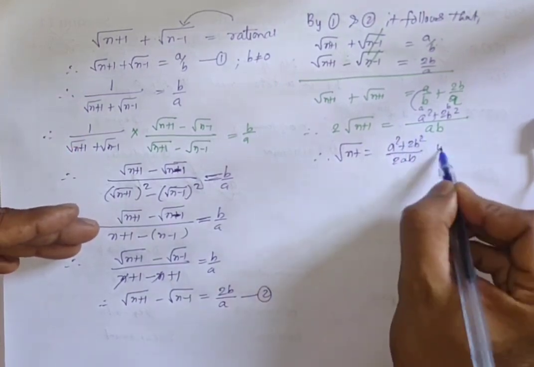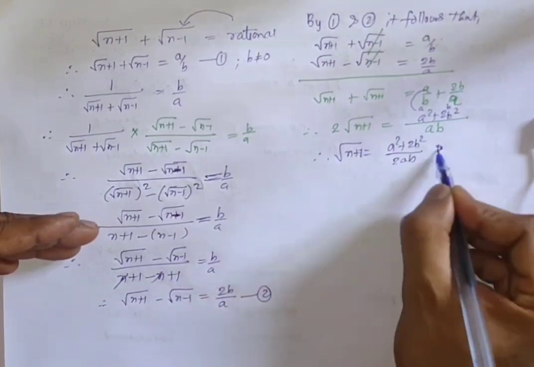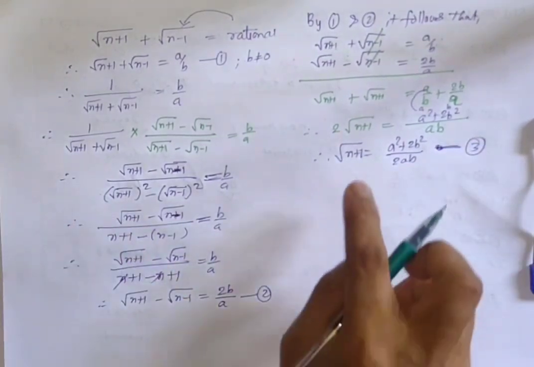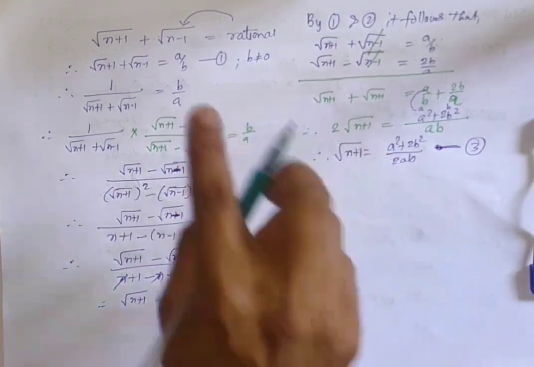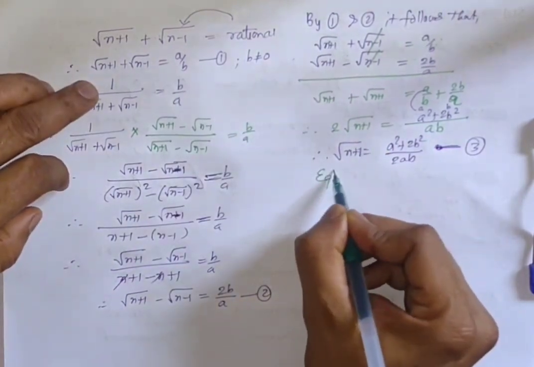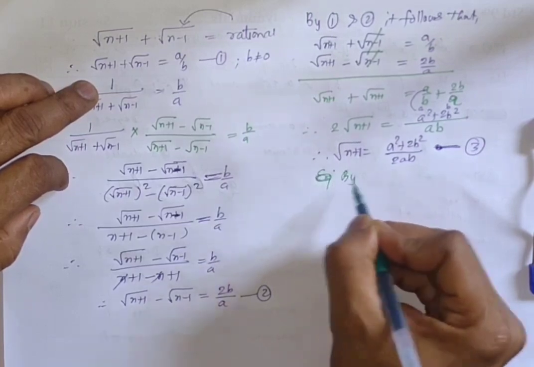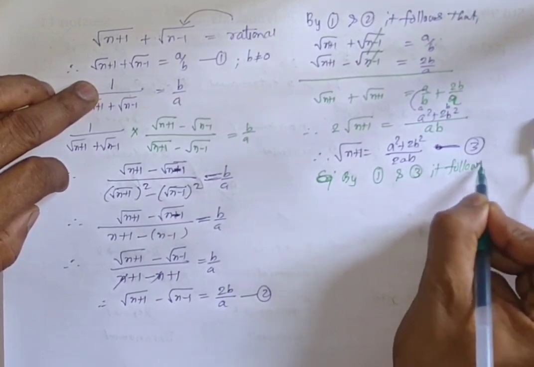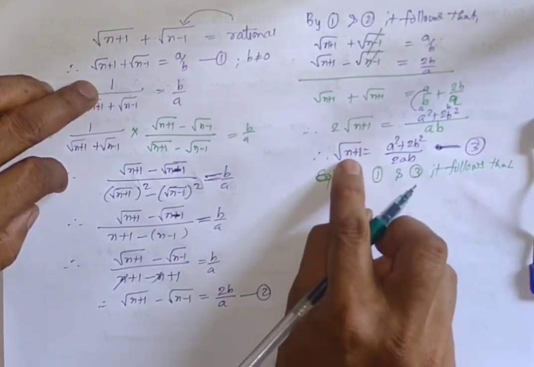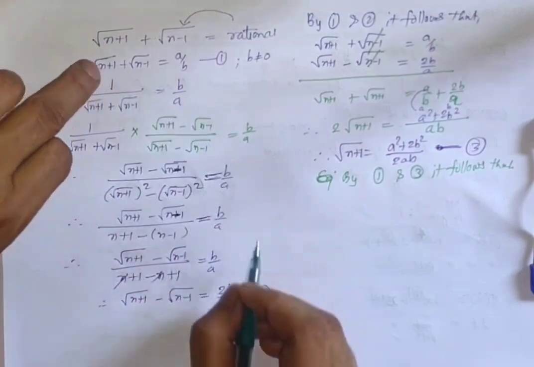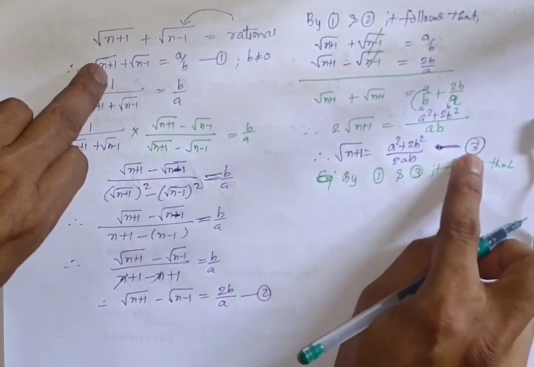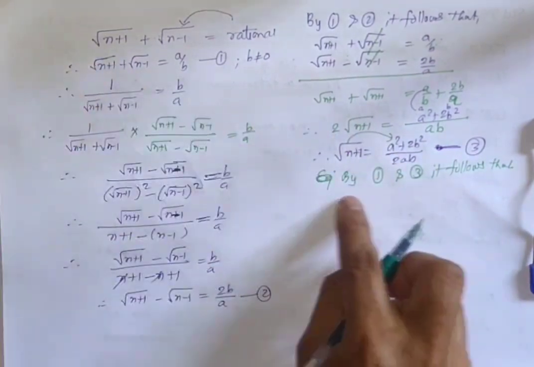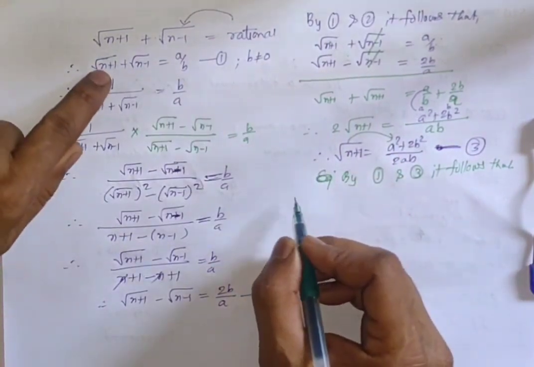Alright, this is rational. Call it result number 3. Now I'm going to substitute the value of this in the first equation. By 1 and 3, it follows that, because I am going to put the value of root n plus 1 from equation 3 into equation 1. So by 1 and 3, it follows that I am going to put the value.